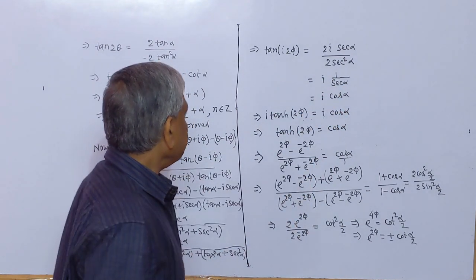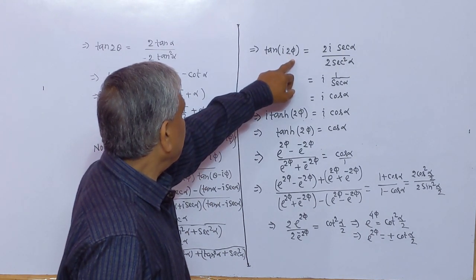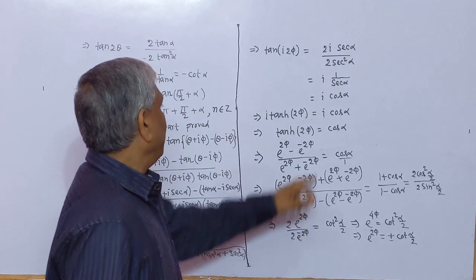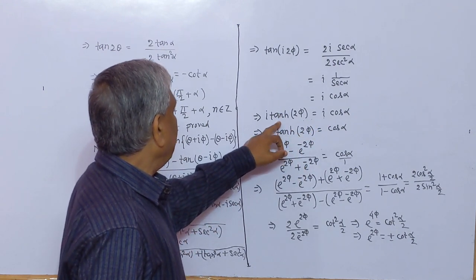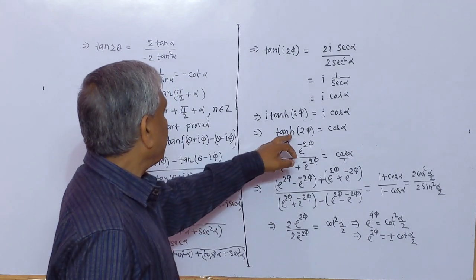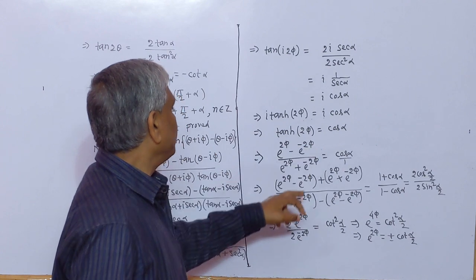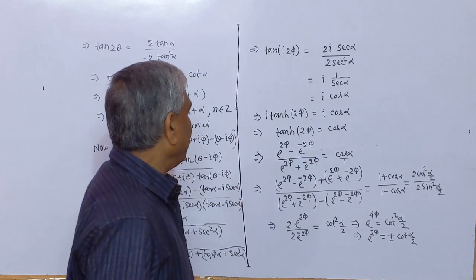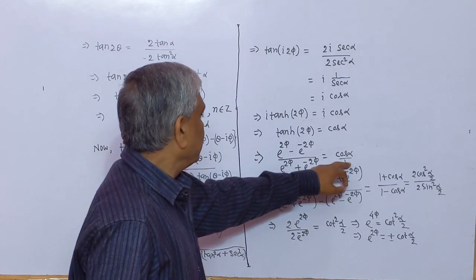And 1 / sec alpha is cos alpha. The left side may be written as tan(i 2 phi) = i tanh 2 phi, and on the right side i cos alpha, the i cancels. Here tanh 2 phi = cos alpha. Since tanh 2 phi = (e^(2 phi) - e^(-2 phi)) / (e^(2 phi) + e^(-2 phi)), and for cos alpha we write 1 as the denominator.